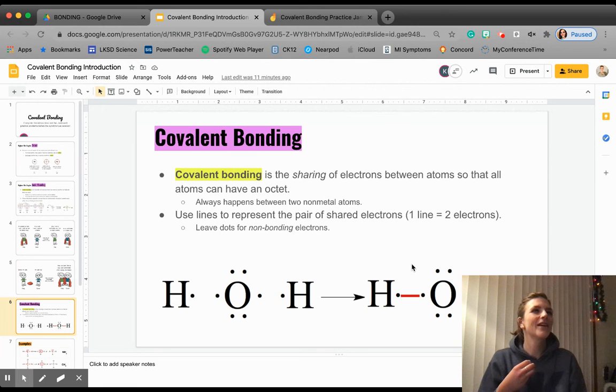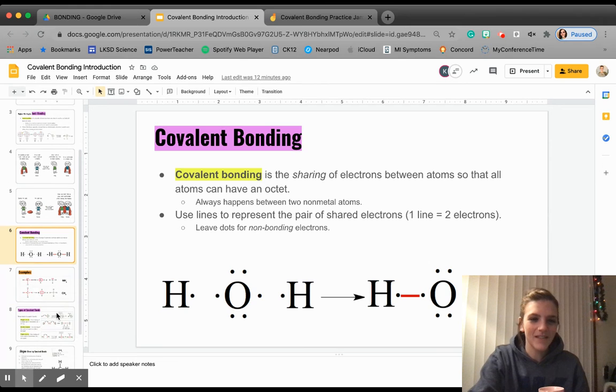My brain just got frazzled right there. One line represents 2 electrons, or we say it's a pair of shared electrons. Man, let me take a sip of coffee, yo, and then let's move on.